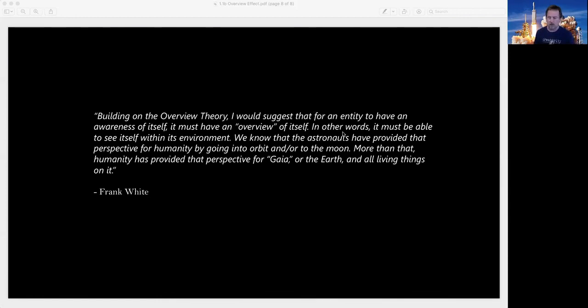More than that, continuing with Frank's quote, humanity has provided that perspective for the Gaia of the Earth and all living things on it. So Frank goes even further to say that the experience of the overview effect from astronauts has reached us, but by reaching us and being in the astronauts, it actually has been transferred to the entire energy of life on the planet itself. And this is a very, very interesting idea, and one that really commands us to be at one with the universe and to be self-sustaining with the universe, rather than a population of species that sees itself as separate from the universe and sees the universe as something to be exploited for our personal use. If we see ourselves separate from the universe, then we will exploit it for our personal use. If we see ourselves as the universe itself, then we will be more at one with it.